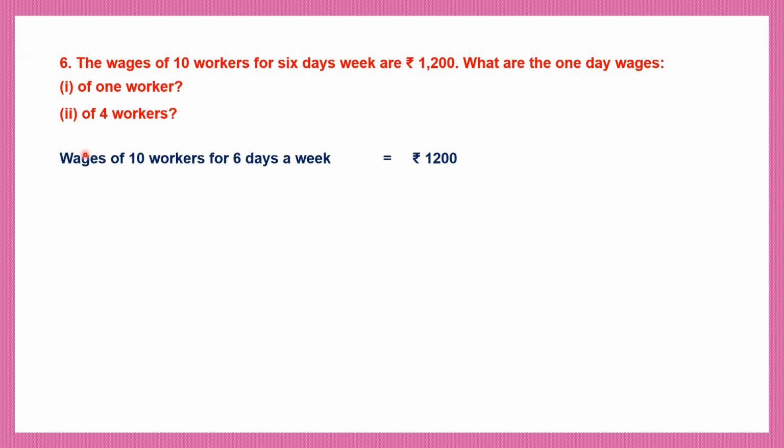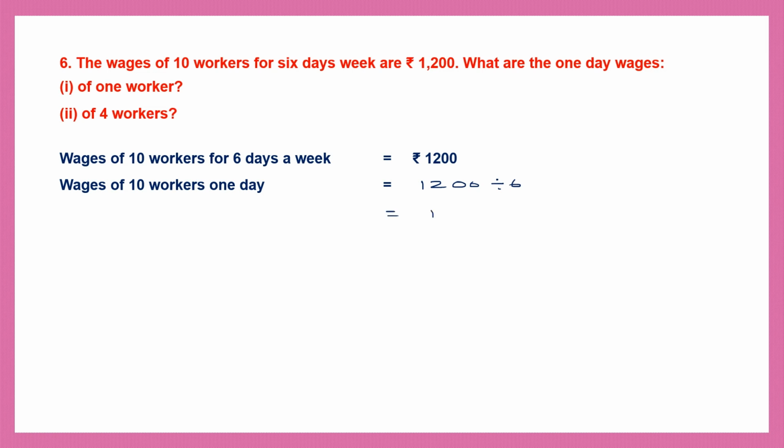Let's begin by saying wages of 10 workers for 6 days a week, which is already given to us as 1,200. Now we have to find the wages of 10 workers for 1 day. We have it only for 6 days, we don't have their 1 day wages. So we have to carry on the same thing for 1 day. Now 10 workers get 1,200 for 6 days. So in 1 day they will get something less than this, isn't it? That means we have to divide 1,200 by 6.